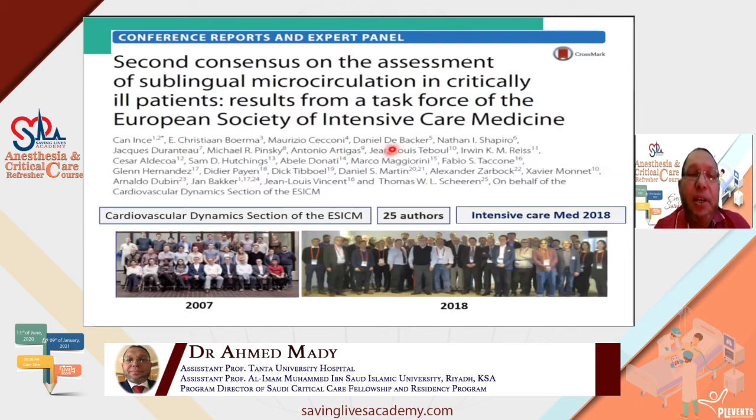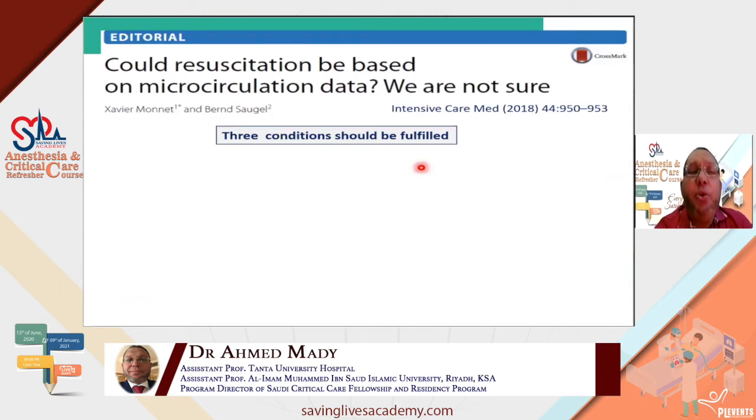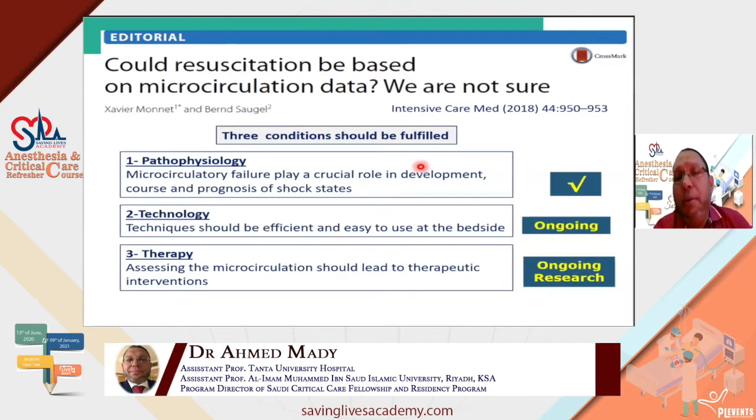those figures, the Kanenchi as well as the Baker, all of them have some recommendation on using microcirculation parameter assessment for the patient with shock stage, right? And many editorials published: shall we use microcirculation parameters as a target for resuscitation of our patient? Some of them said yes, some of them said no, but I'm going with Xavier Monet, who said not yet well developed.